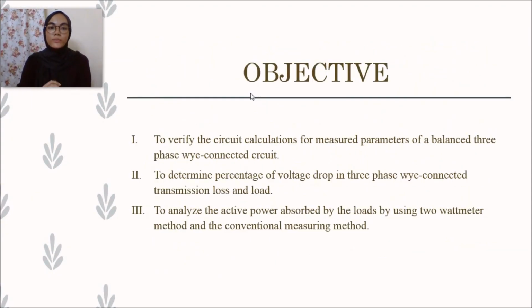Okay, for the objectives, there are three. First, to verify the circuit calculation for measured parameters of a balanced three-phase wye-connected circuit. Second, to determine the percentage of voltage drop in the three-phase wye-connected transmission line and load. Third, to analyze the active power absorbed by the load by using the two-wattmeter method and the conventional measuring method.